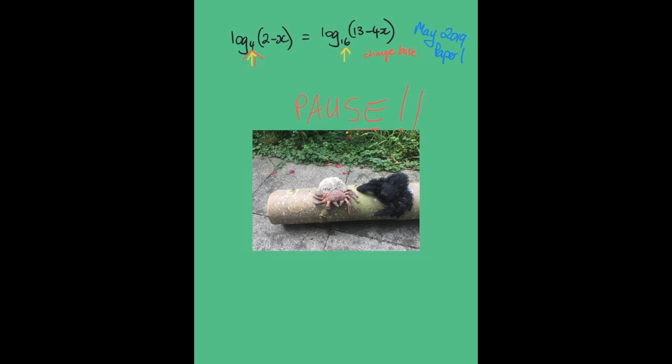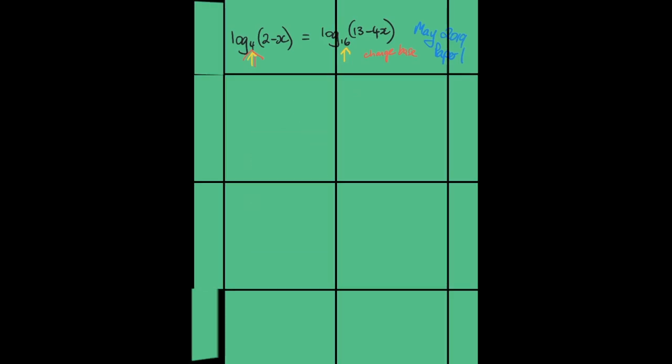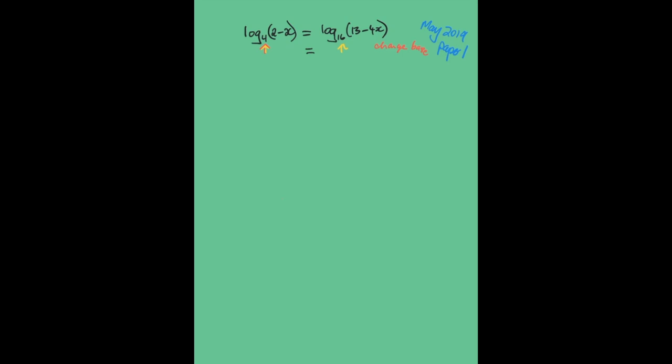Alright, pause the video here and give it your best shot. Before we start, here's a reminder to keep your work very neat. Keep the equal signs underneath each other so the examiner can see clearly your working out. Because if you make a small mistake under the exam pressure, you're not going to lose all your marks, so make sure you keep it very clear.